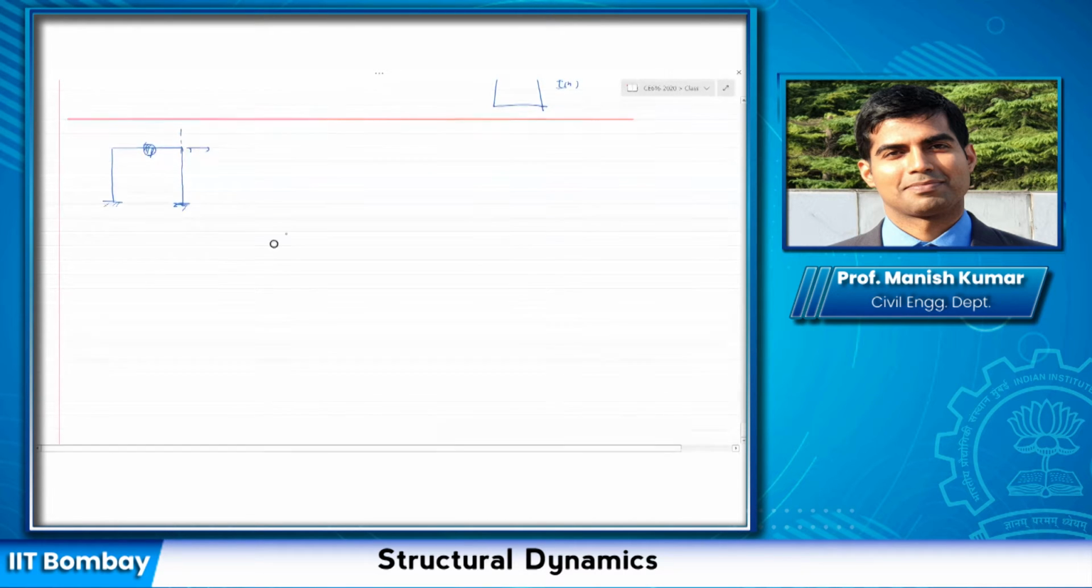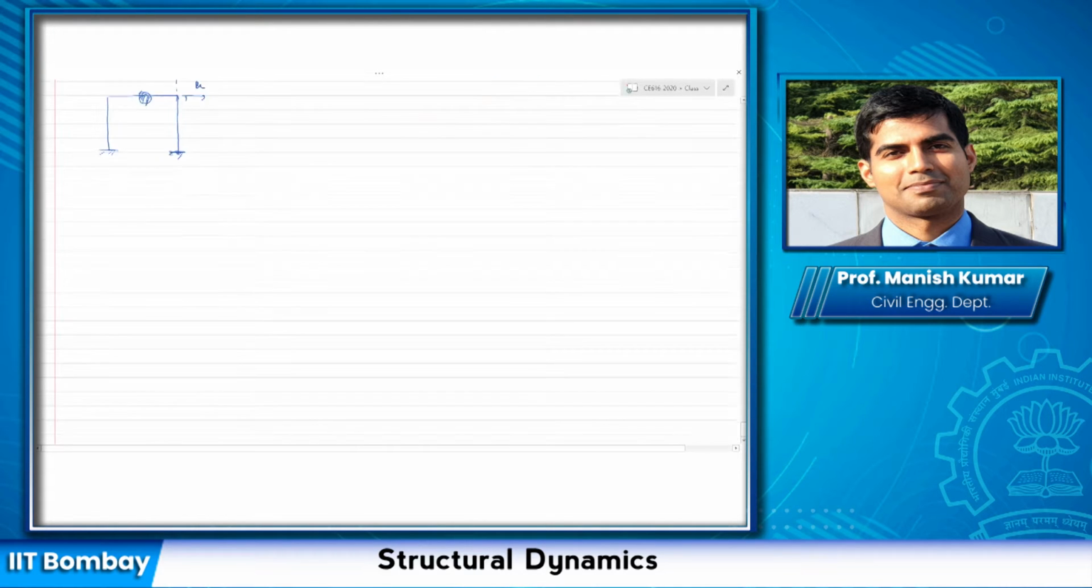Now we have learned how to use the shape function to analyze a continuous beam or a column. What I would like to see is whether I can utilize the same method to also analyze a system which is not modeled as a continuous system, but a system which has a lot of lumped masses. For example, let me give you the example of this building here. So I have this building, a multi-story building. In this multi-story building, I have different floors here.